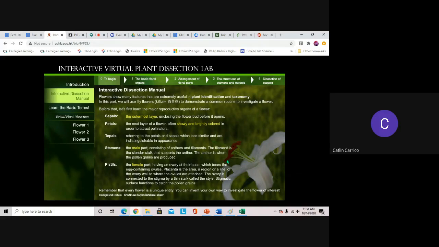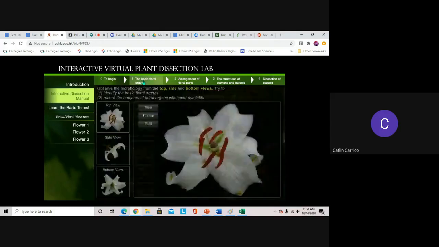The pistil is the female part of the flower, which is in this picture here. It is a vase-like shape that bears the eggs that are called ovules. And the ovary is connected to the stigma by a thin stalk called the style. The stigmatic surface functions to catch the pollen grain. So remember that every flower is unique. You can invent your own way to investigate the flower of interest. You don't have to just go in those specific ways.